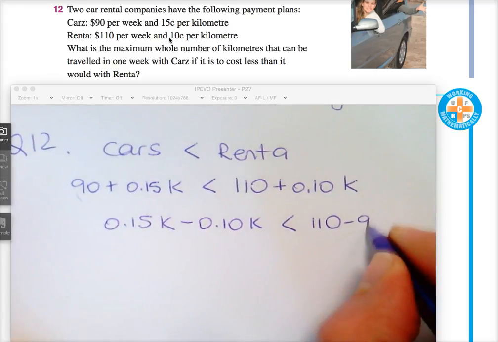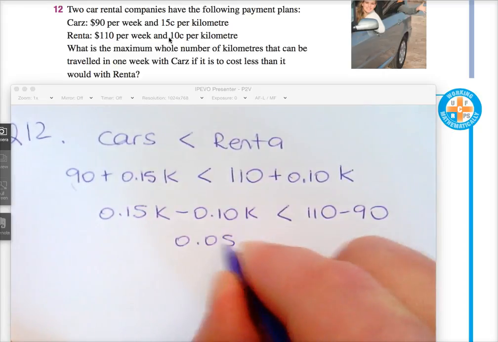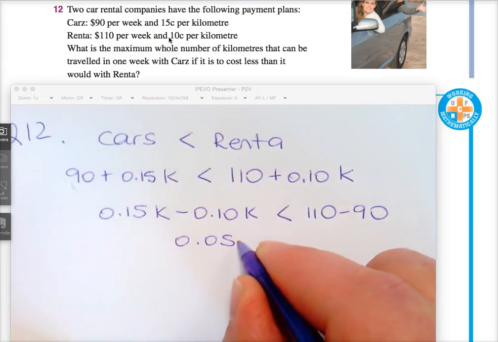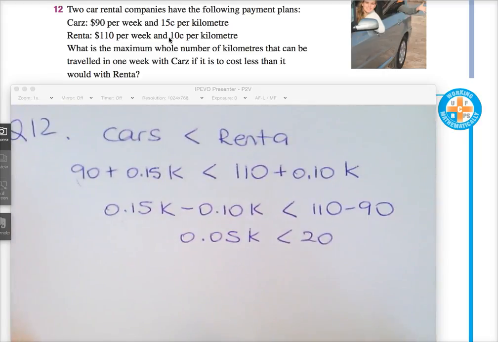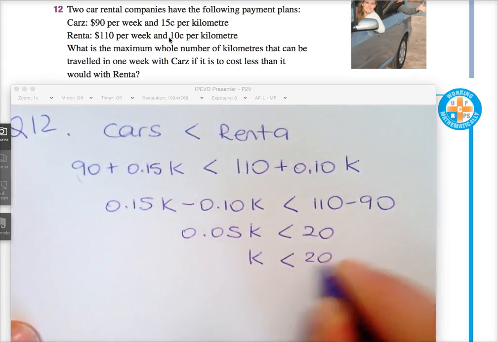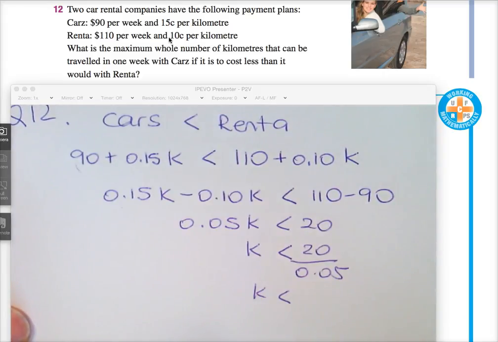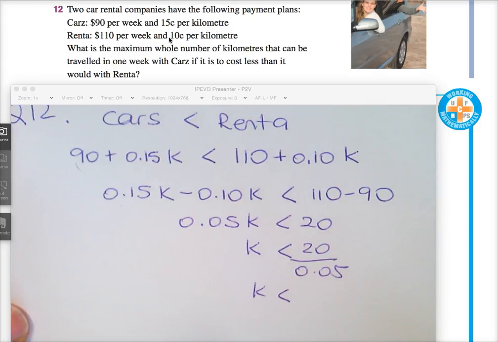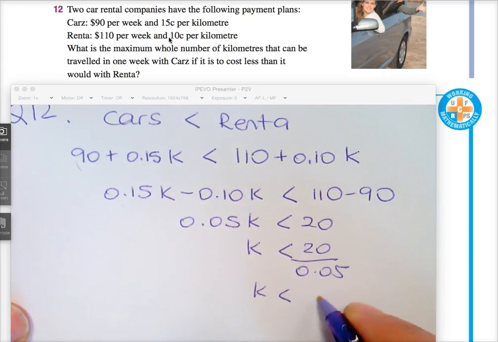What do we do? Minus 90. What's 0.15 minus 0.1? 0.05. 0.15 minus 0.1 is 0.05K is less than 110 minus 90 is 20. What do I divide by? 20 divided by 0.05. So K is less than, is it 100? No. What's the answer? 400. Is it 400? Because it's 5 over 100, which is point, yeah. So it's 400.